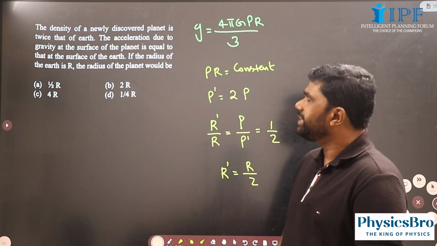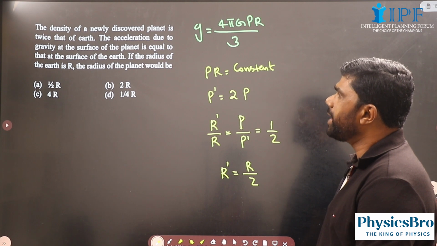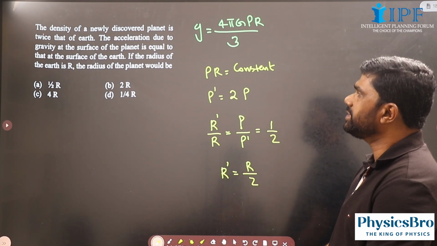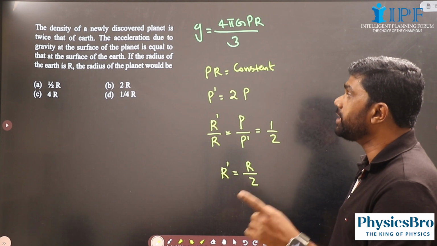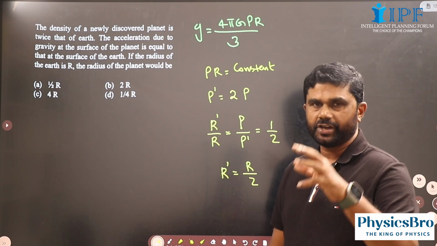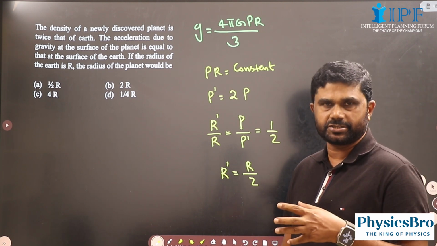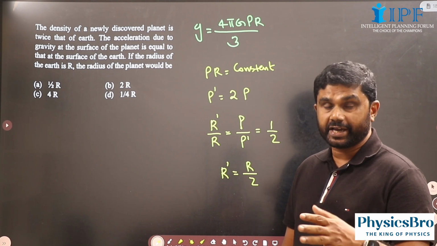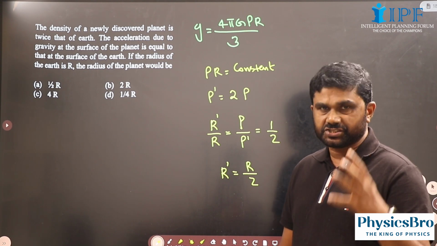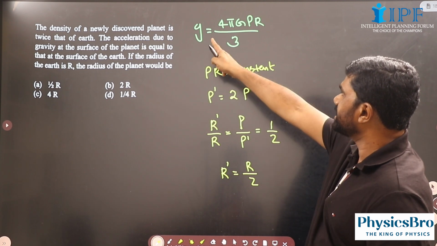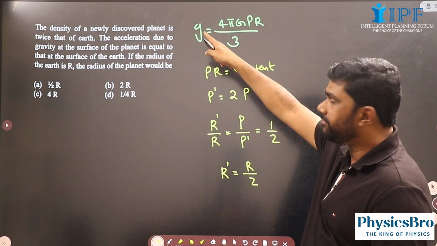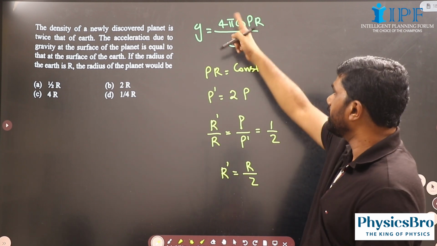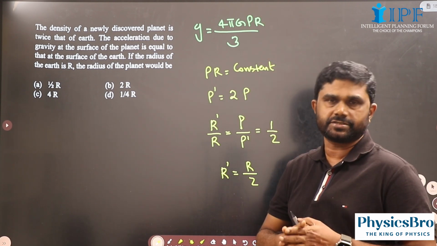Right? Now the density of a newly discovered planet is twice that of Earth. The acceleration due to gravity at the surface of the planet is equal to that on the surface of the Earth. So we have Earth and another planet. Acceleration due to gravity on the surface of both is the same. See, this is the expression for acceleration due to gravity in terms of density of the planet and radius. All other factors are universal constants.